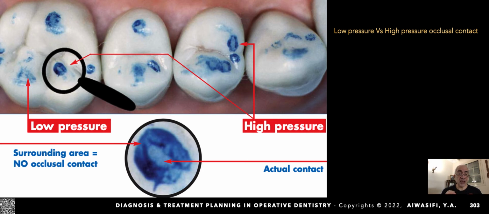But the areas of high pressure are actual contacts which appear very light in color, while the surrounding area, which has no occlusal contact, will be darker in color. How does it come about? I think one of my female students described it as a donut shape. It's like a donut, which is hollow in the center and concentrated at the periphery. Okay, how does it come about? Let us discuss it.